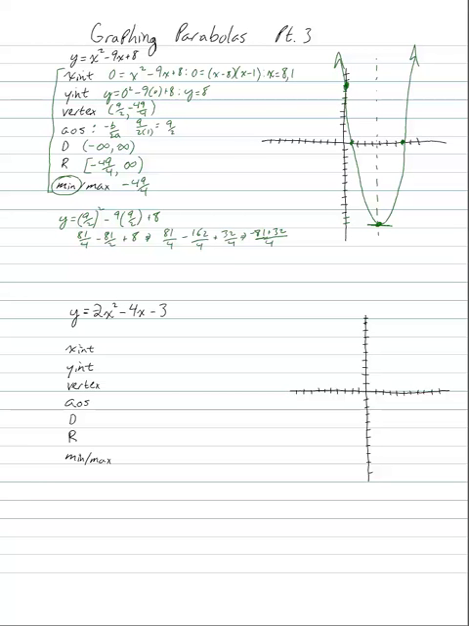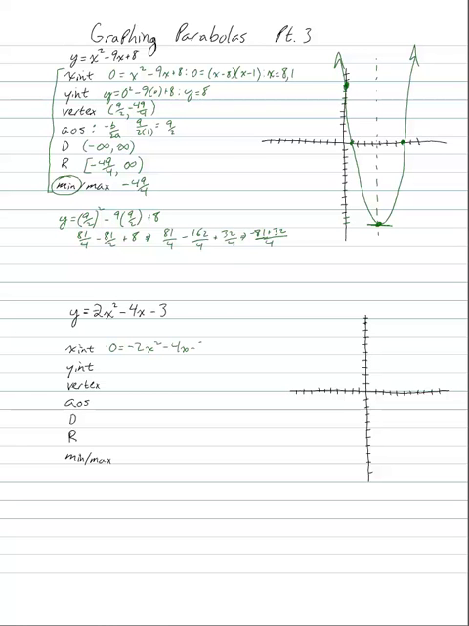Let's do the last one. Let's do y equals negative 2x squared minus 4x minus 3. So I changed it a little bit, sorry about that. We're going to try to solve this. So for the x-intercept, I'm going to let y equal 0. So 0 equals negative 2x squared minus 4x minus 3.